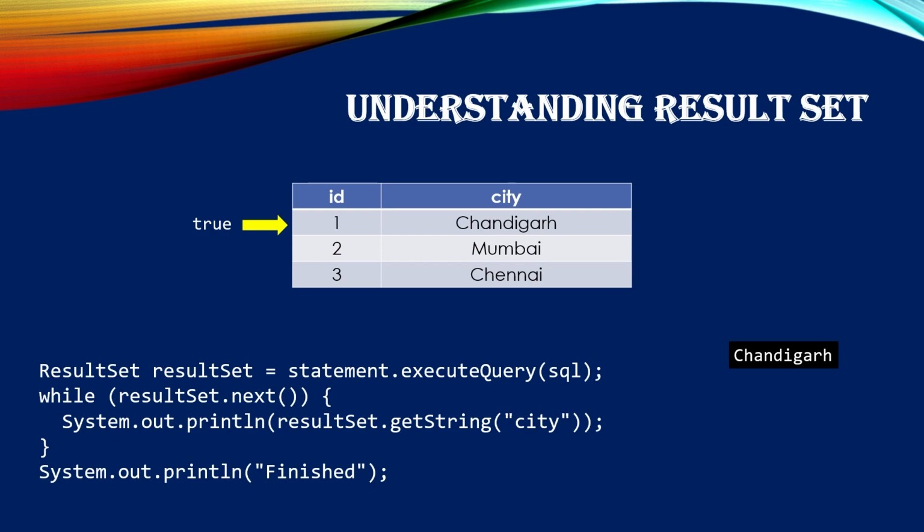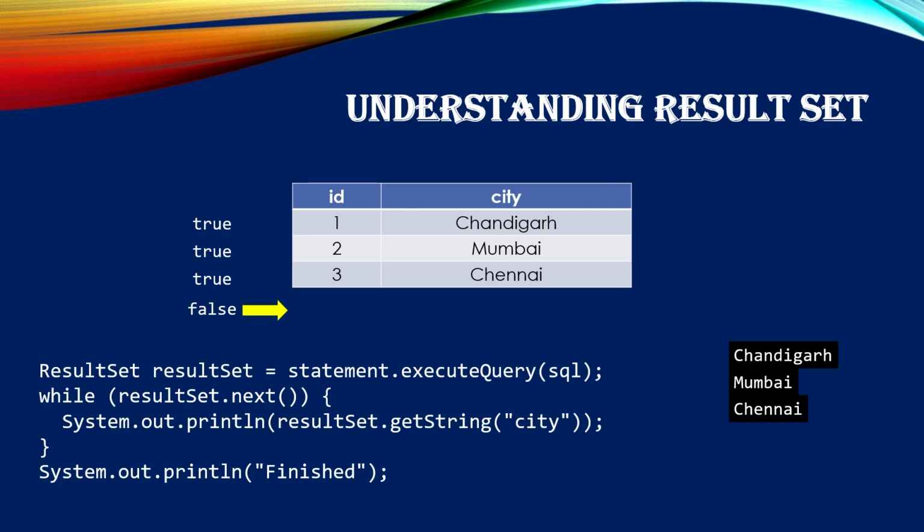Then the control will go back to the while loop. This line will get executed again, the cursor moves ahead, and it will say true. Then again it will go inside, and it will come out as Mumbai. Then this will get executed again, it will move to Chennai, say true, go inside the block, and give you Chennai. Now it will get executed again, and this time since there is no row, it will move out of the result set and say false.